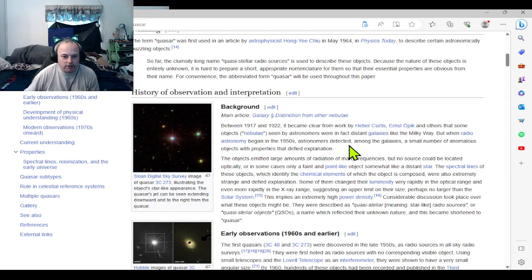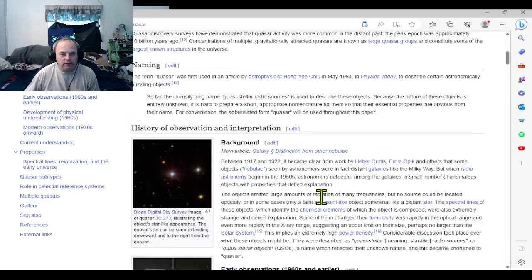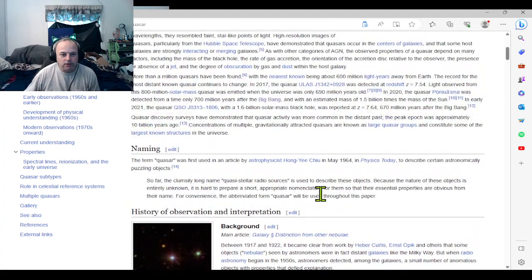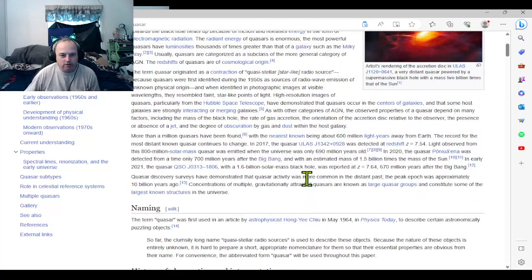No source can be located optically. It's a similar point, like it is a star. The chemical elements are extremely strange and defy explanation. Yeah, part of this is because of the power that they emit. They emit electrons out of it. Meanwhile, the light is continuing to be accumulated, or protons. So they continue to consume protons.